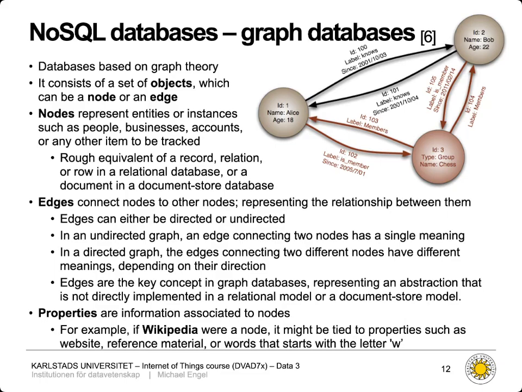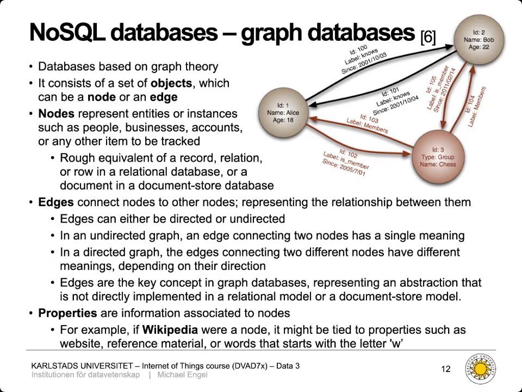Finally, a third thing which is important in a graph database is what we call properties. So a property is a piece of information that's associated to a node. For example, if Wikipedia was a node, it might be tied to certain properties in our database, such as it's a website, it provides reference material, or it's also related to a property which describes all the words that start with the letter W.